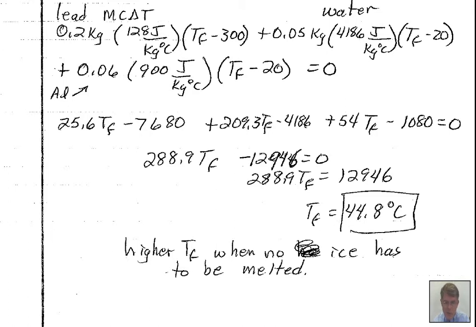Energy from the lead did not have to be used to melt the ice and then raise the temperature of that ice water. Here the energy from the lead is going into raising the temperature of the aluminum cup and the water starting at 20 degrees Celsius. So it ended up a little higher number than that previous problem.